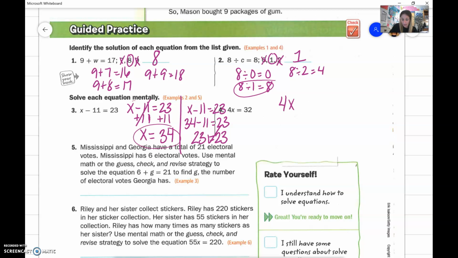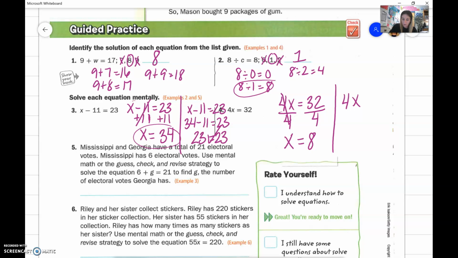All right, 4x equals 32. Now what's the opposite of multiplying? It's dividing. So I'm going to divide both sides by 4. Whatever I do to one side, I have to do to the other. When I have 4 divided by 4, I'm left with 1x. 32 divided by 4 is 8. I think the answer is 8, but I'm going to go back and check.